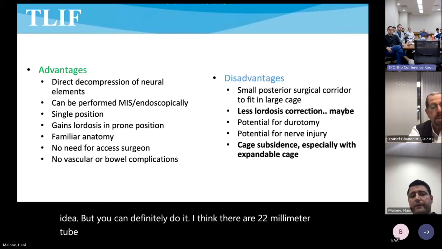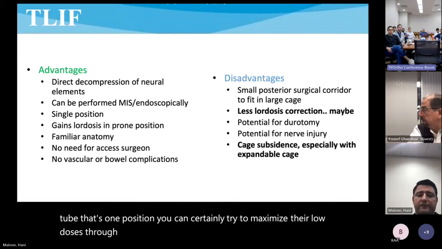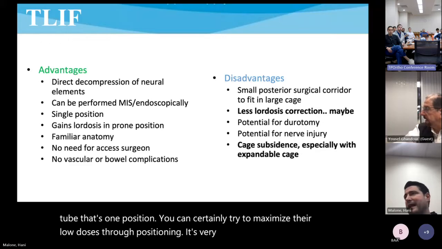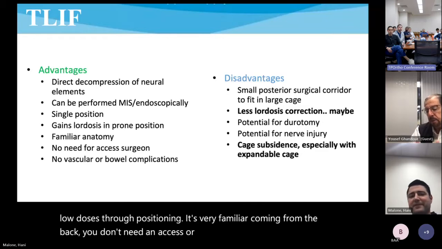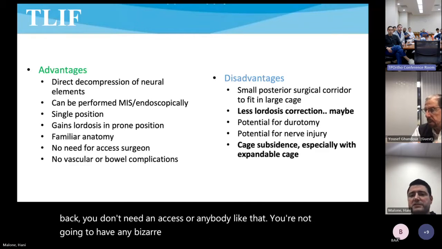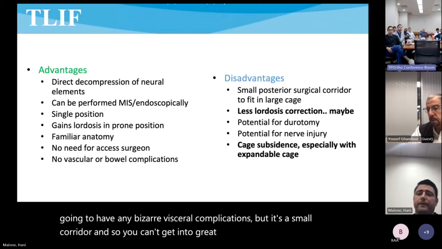That's one position. You can certainly try to maximize the lordosis through positioning. It's very familiar coming from the back. You don't need an access surgeon or anybody like that. You're not going to have any bizarre visceral complications, but it's a small corridor. And so you can't get in a great cage most of the time.